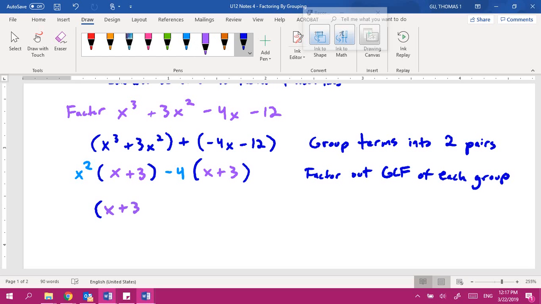x plus 3. And if I factor x plus 3 out of each of these terms, what's left? Right, just x squared minus 4. So then I'll only be left with x squared minus 4, which is going to be my other set of parentheses. So for this step, I'm going to write out factor out common binomial, which in this case was x plus 3.